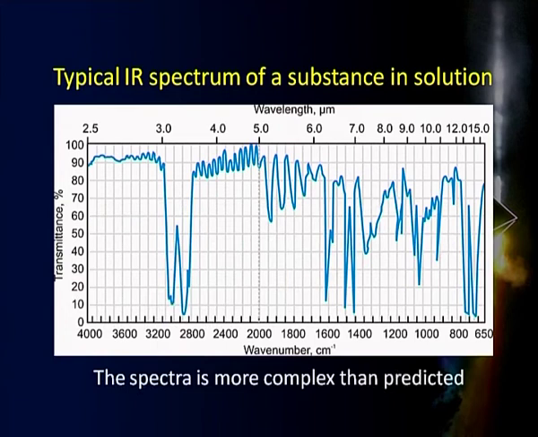Let me just show you a typical IR spectrum of a substance taken in solution phase. What I find is that the number of signals I am observing here is much more than what I expect. This is a spectrum of a very simple molecule, and the number of signals I am getting here is much more than what is predicted by the argument we have been giving so far. So, what is the reason for this?